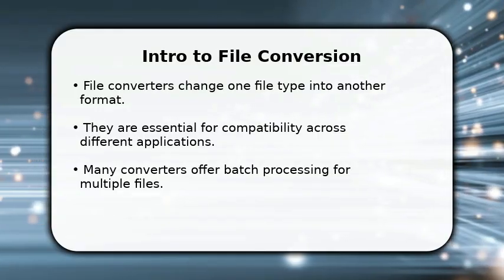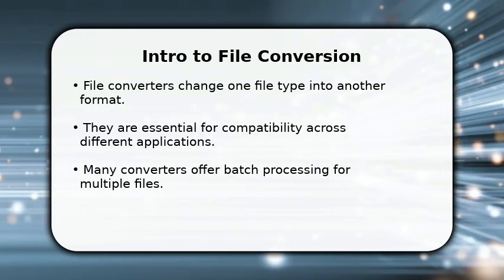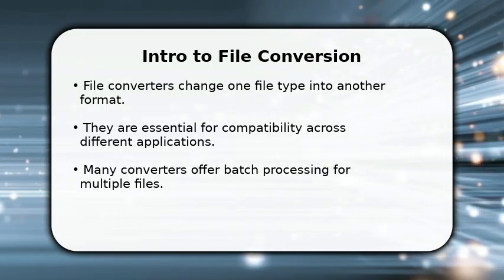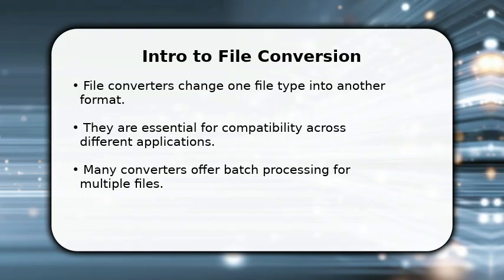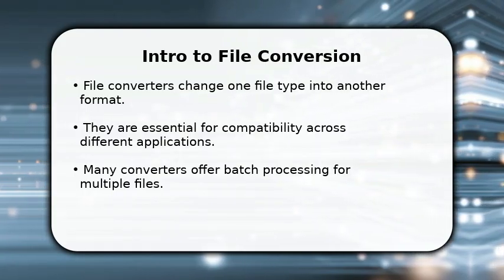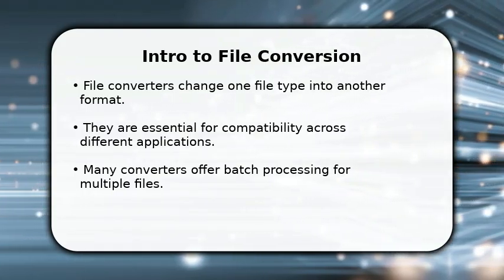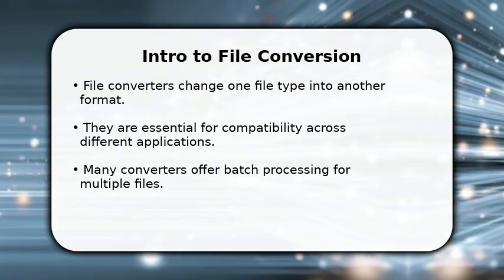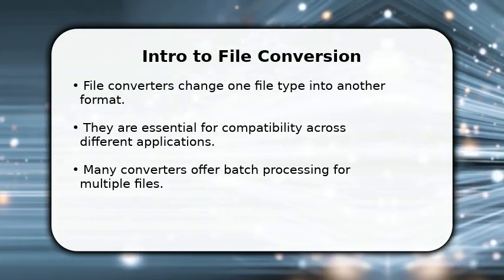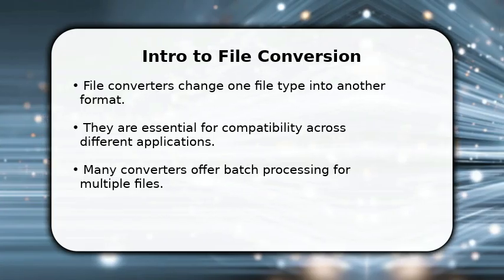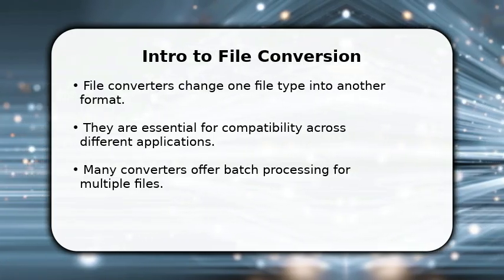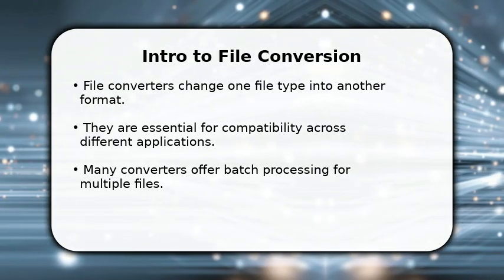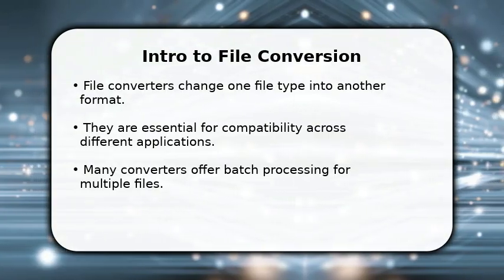In this video, I will explain how to use a file converter. First, understand what a file converter does. It transforms a file from one format, like a PDF, into another, such as a Word document. This is incredibly useful for ensuring your files work across various software and devices. We will cover selecting the right tool, the conversion steps, and what to do after your files are transformed.